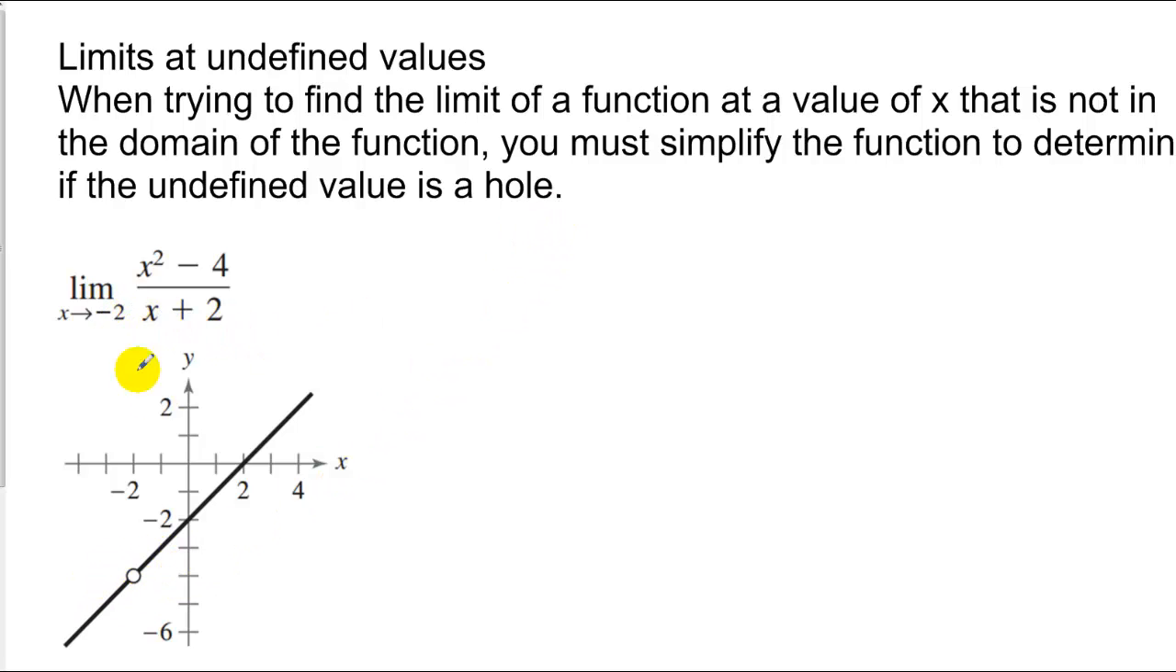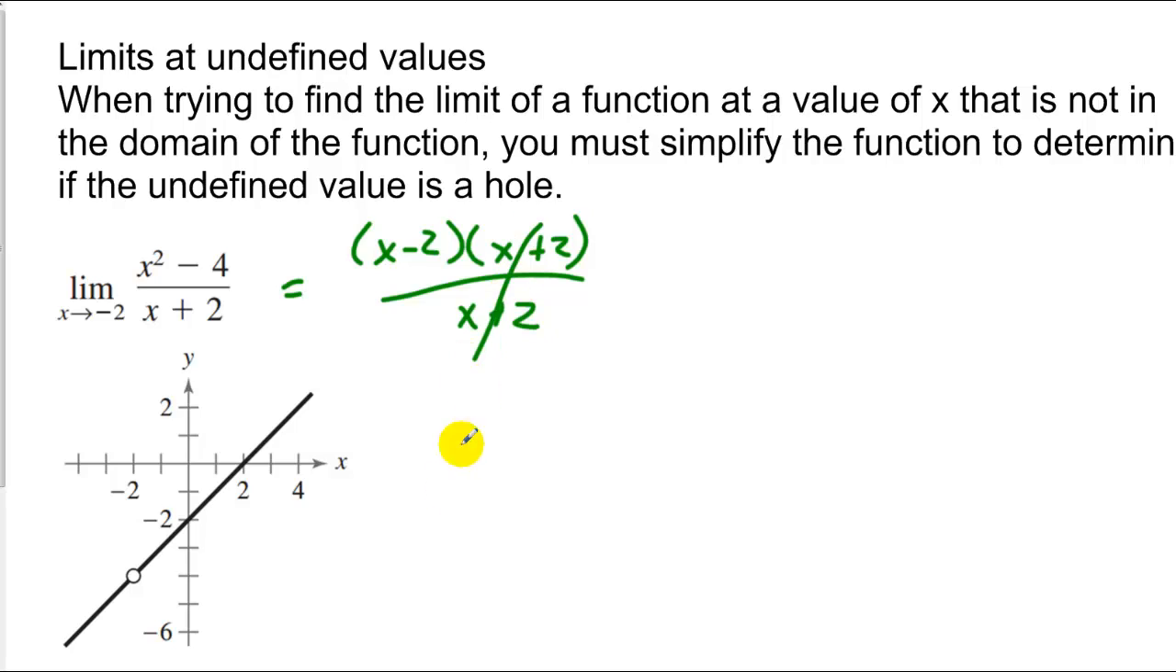So for instance, here's a function. If I were to graph it, I know I'd want to factor the numerator. And we notice that x plus 2 reduces, which means I have a hole at -2. But if I have a hole at -2, that means the function is undefined at -2, but the limit will remain the same because this function reduces to x minus 2.